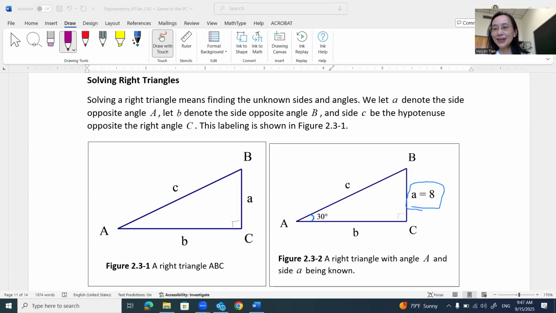Can we find c? That is possible, because we remember a and c, right? This ratio is sine 30 degrees, because opposite side to angle A over hypotenuse is sine 30 degrees by the definition for an acute angle.